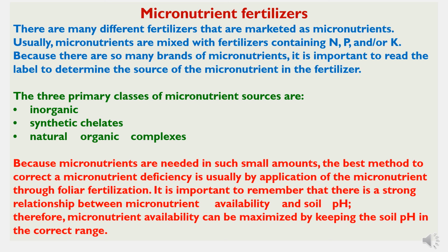There are three primary classes of micronutrient sources: first is inorganic sources, second is synthetic chelates, and third is natural organic complexes. Because micronutrients are needed in such small amounts, the best method to correct a micronutrient deficiency is usually application of the micronutrients through foliar fertilization. It is important to remember that there is a strong relationship between micronutrient availability and soil pH. Therefore, micronutrient availability can be maximized by keeping the soil pH in the correct range.